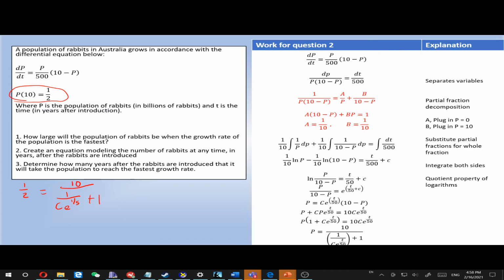I think I'm just going to multiply both sides by the whole bottom part. I'll also multiply by 2 on this side. So this is 20 is equal to 1 over c e to the 1/5 plus 1. I can subtract 1 from both sides, so I've got 19 is equal to 1 over c e to the 1/5. Multiply by c e to the 1/5 on both sides. Now I've got 19c e to the 1/5 is equal to 1. And then divide by everything that's not c.